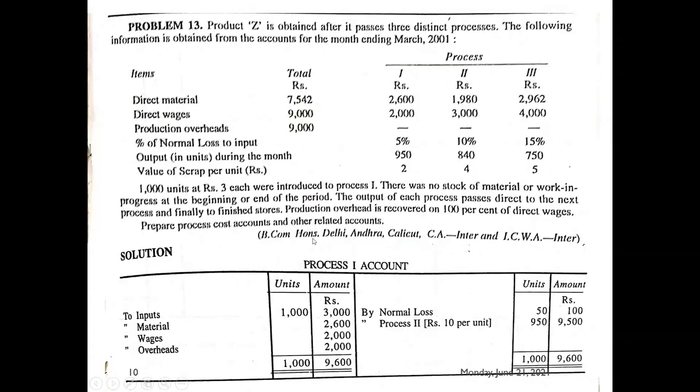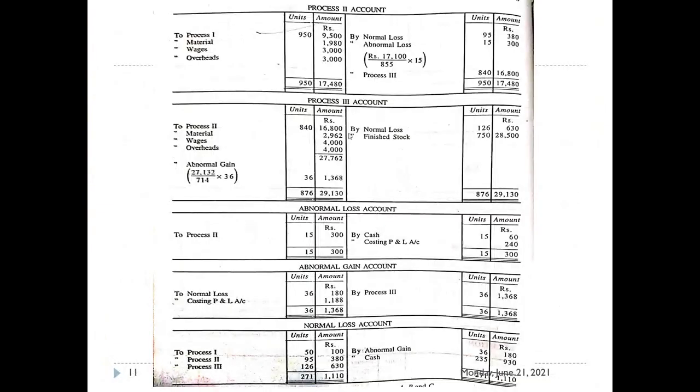So in this question, you see other related accounts also we have to prepare. That means there are 3 types of accounts we have to prepare. First, the abnormal loss, then abnormal gain, and lastly the normal loss account. So we have to prepare these three types of accounts.